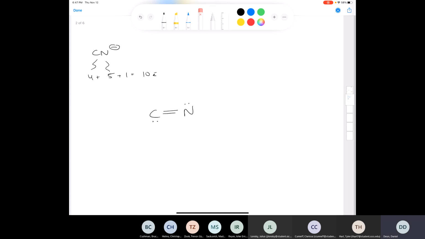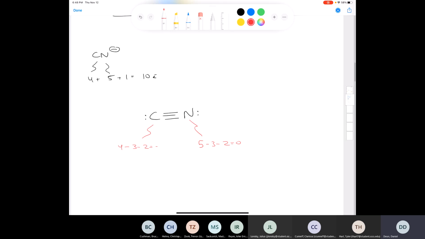What if I took one of the lone pairs from the nitrogen and I connected it like this? Now my nitrogen has an octet and my carbon has an octet. Now, since electrons repel each other, I'm going to draw those electrons as far apart from each other as possible. If I calculate the formal charge of my nitrogen, it's 5 valence electrons minus 3 sticks and 2 dots. That's 0. If I calculate the formal charge of my carbon, it's 4 minus 3 sticks and 2 dots, which equals -1. And so I will put the negative charge on my carbon like this.